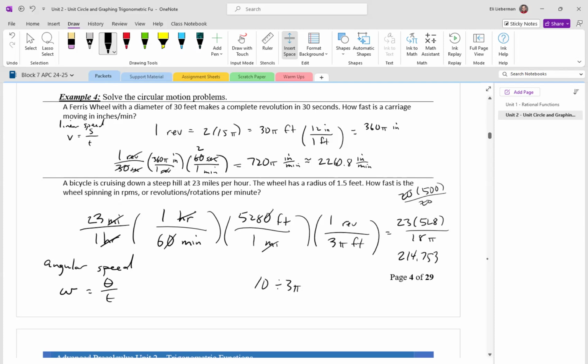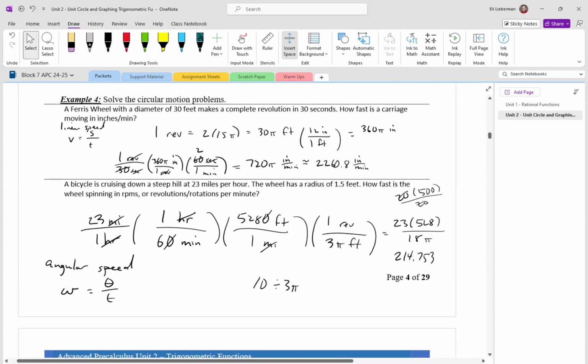Would you please discuss with your neighbor the main points that we talked about today? Difference between linear and angular speed.